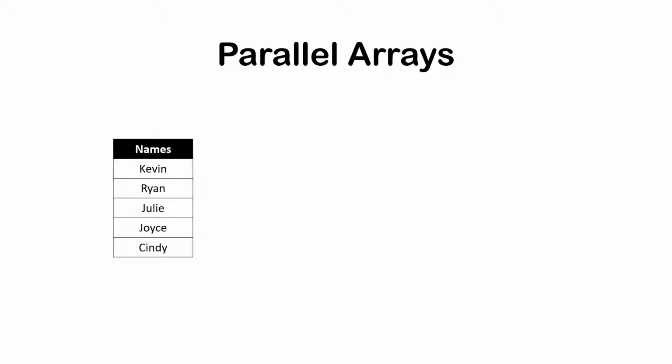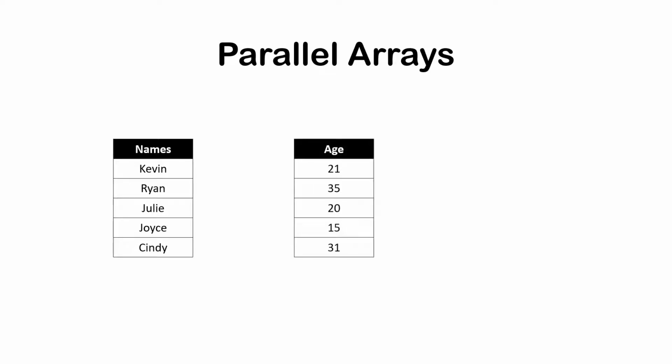Here we have a single array, which is named names. It contains 5 names: Kevin, Ryan, Julie, Joyce, and Cindy. What we're going to do here is create a group of parallel arrays that have the same size as names. However, they will have different data that corresponds with each of the names of the people given. For instance, the next array will be age, which has the corresponding age of each person in the names array.